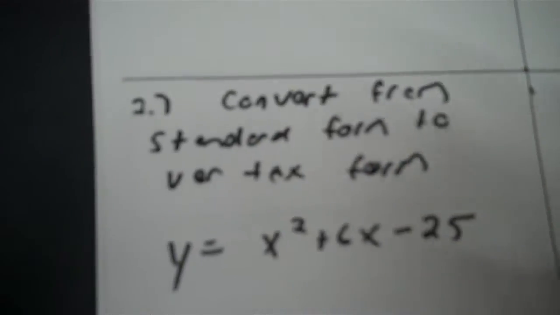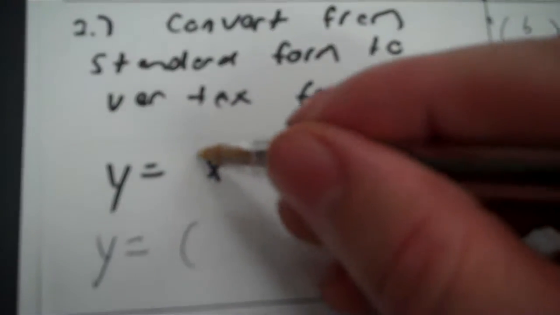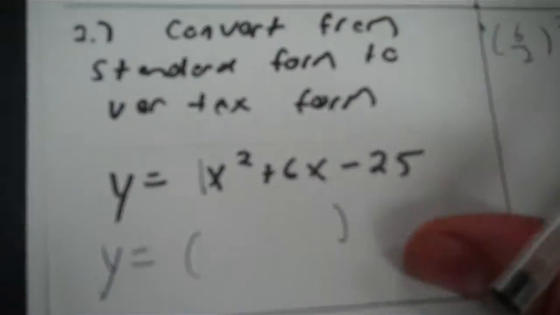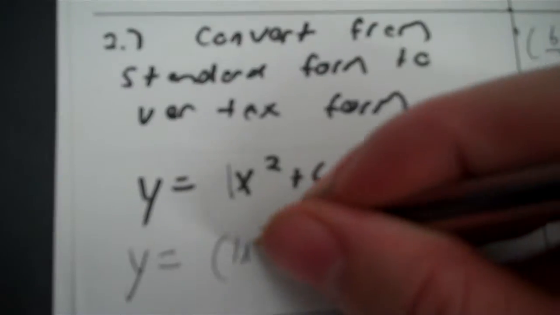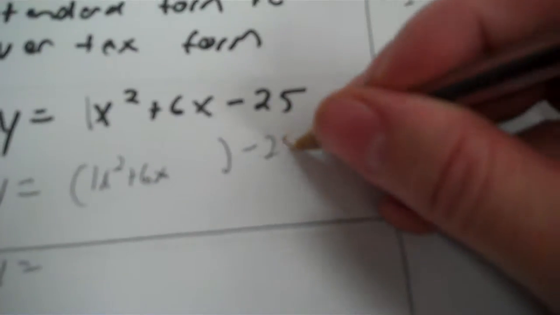Convert from standard form to vertex form. So I need 3y equals, okay? And that's my formula I'm going to use. So first what I do is make a parentheses, make sure that this is just a 1, and it is, okay? So 1x squared plus 6x. If that's not a 1, you got to divide these two and bring that number out. Okay, and then kick minus 25 out because I want a different thing.